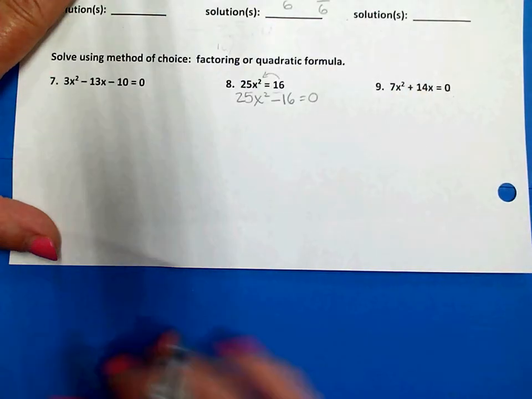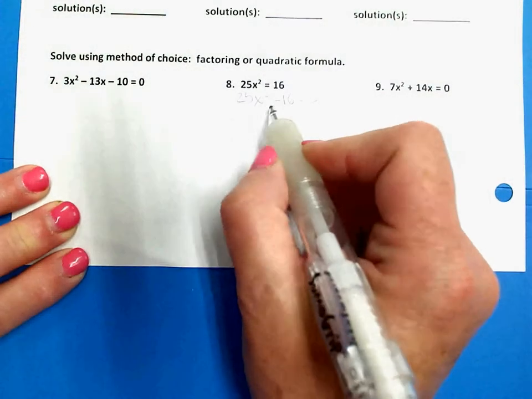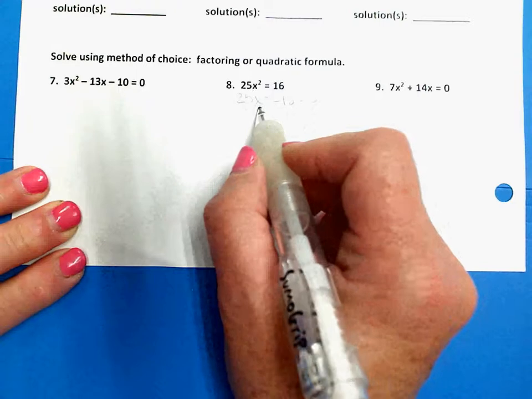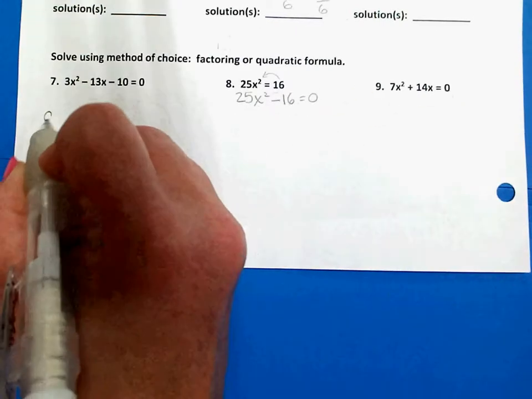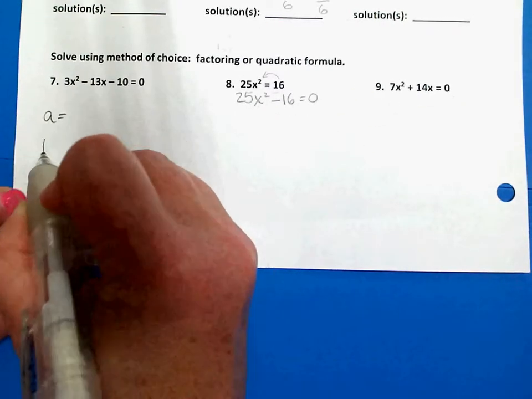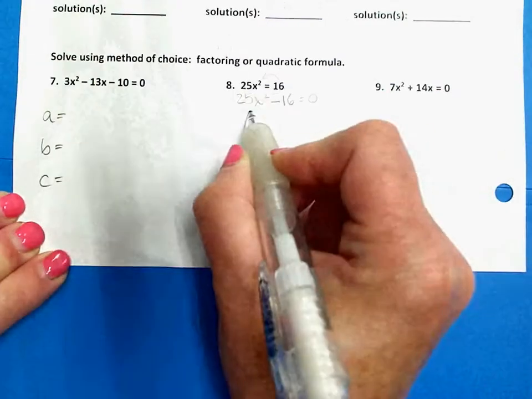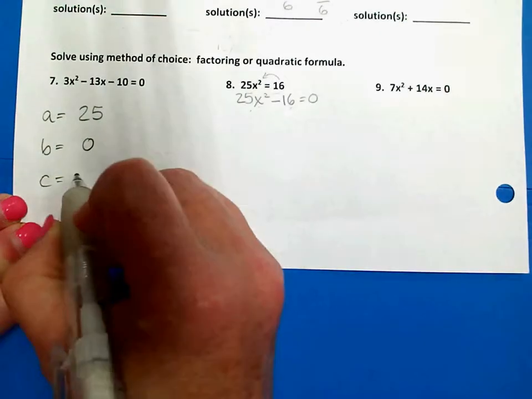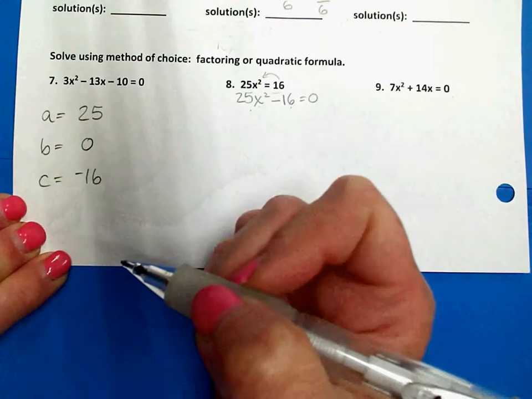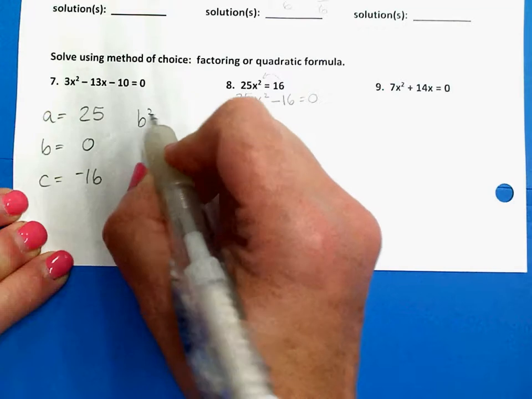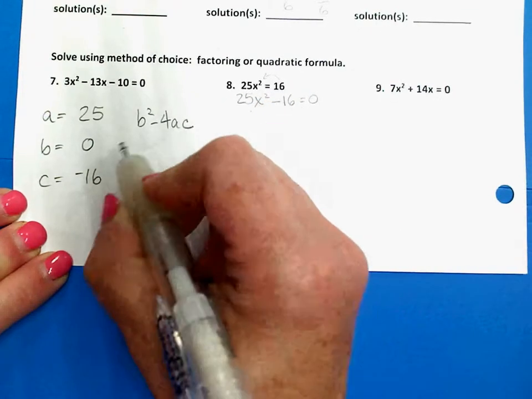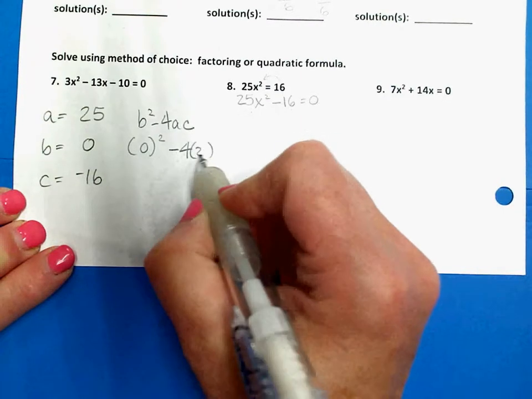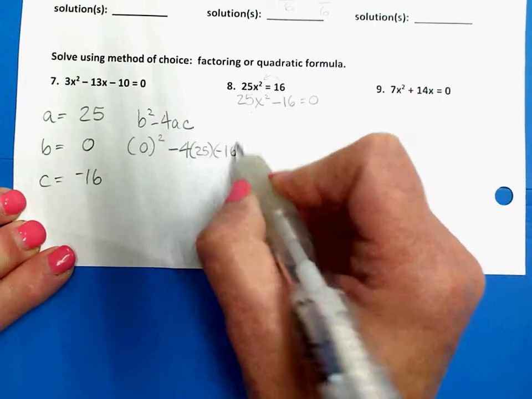So if you were going to use the quadratic formula, notice that there's no x. You have an x squared and a constant. So if there's no x, I know that my value for b is 0. So my a value is 25, b is 0, c is negative 16. The value of the discriminant, b squared minus 4ac, is 0 squared minus 4 times 25 times negative 16.